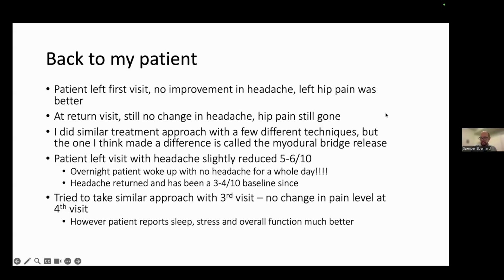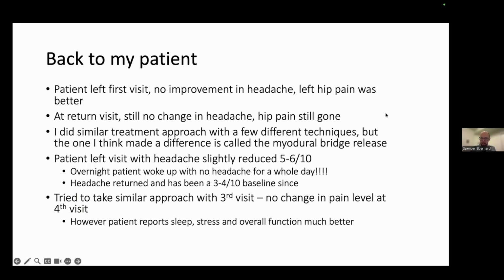Okay. So then I did a similar approach with this patient where I took a lot of these same skills, and then I just changed things a little. And then I did something different: I focused on something called the myodural bridge, which can be impacted in a concussion because there are muscles underneath the skull right here attached to the dura itself, and they try to stabilize the dura. So there's a special technique that focuses on releasing that. That was one of the major differences in this approach that I think made the difference. And when the patient left, she said, "Yeah, my headache feels better. It's now at 5, 6 out of 10."